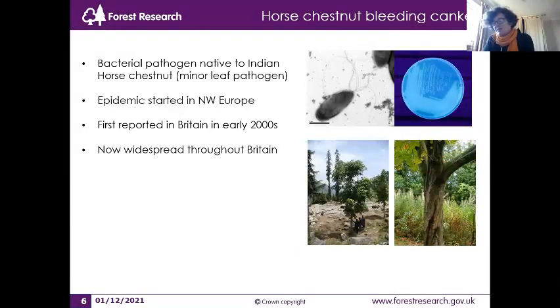Some work that we did with a PhD student showed that a single strain came into Northwest Europe at some point, probably during the late 1990s, and started spreading quite rapidly in the Netherlands and Belgium first of all, and then was first reported in Britain in the early 2000s, and now it's widespread throughout Britain. The lower right photograph shows a horse chestnut tree with some cracking and bleeding caused by the bacterial disease.